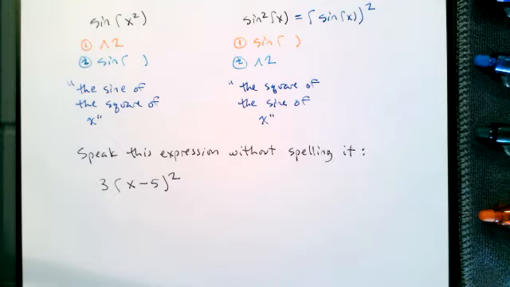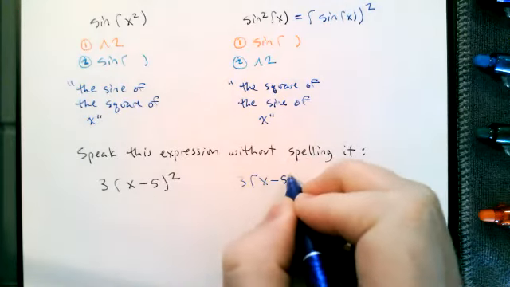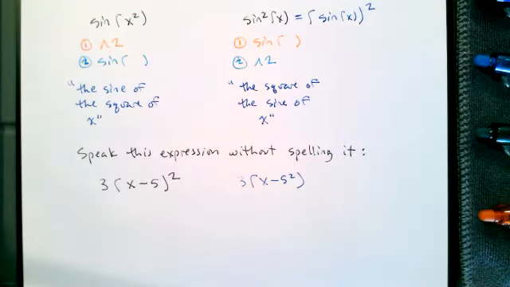Excellent. People are trying to use the word quantity. When you use the word quantity when you're speaking an expression, you're just trying to say parentheses, so you're spelling it. So let me write this one. 3 times the quantity of x minus 5 squared. So 3 times the quantity of x minus 5 squared. Oh, dang, that's not what I wanted to write.